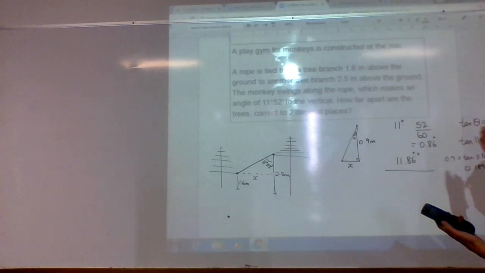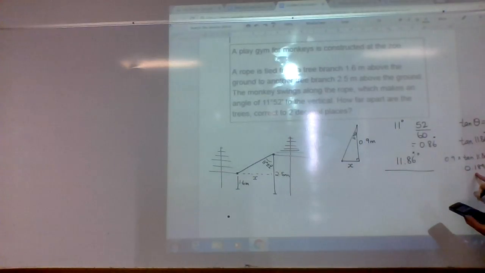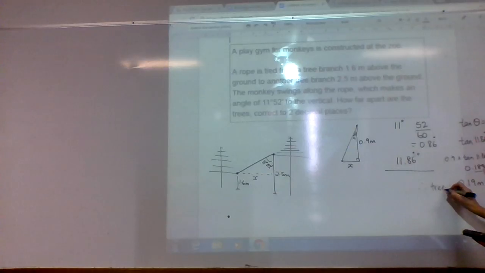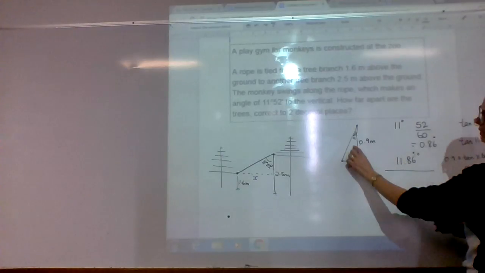So let's have a little think about this. How far apart are the trees? To two decimal places, they are 0.19 metres apart. So it's about 20 centimetres apart. So the trees are pretty close together, which makes sense because we've got a very steep angle here.